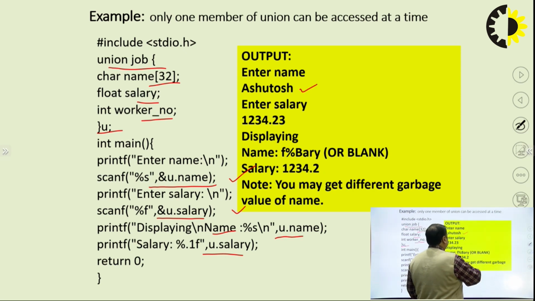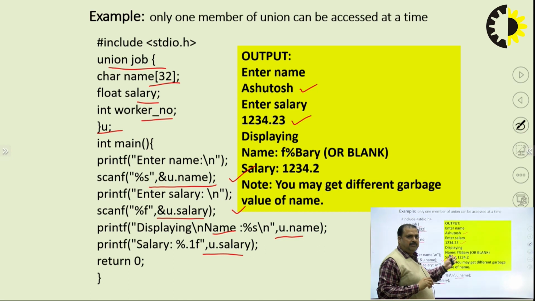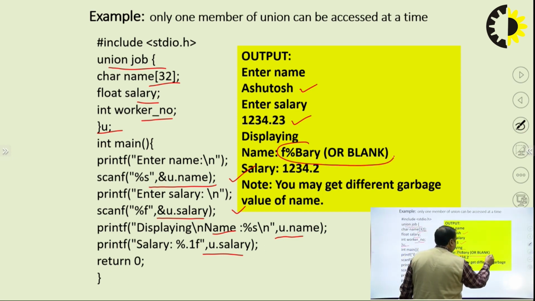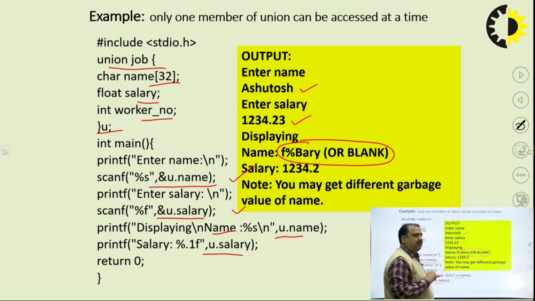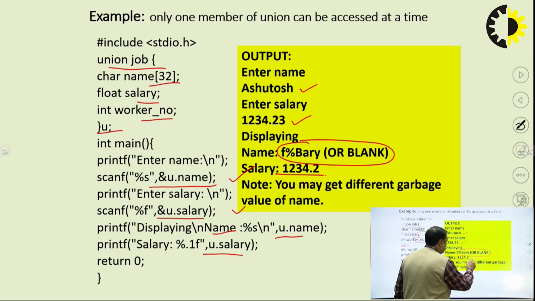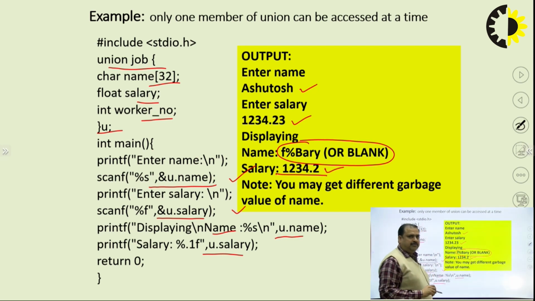Name is Ashutosh, salary is 123.23, but what happens to the output? The name part is not consistent, or distorted, because it requires all 32 bytes to be read. Whereas salary is perfectly all right, because salary is allotted at last.